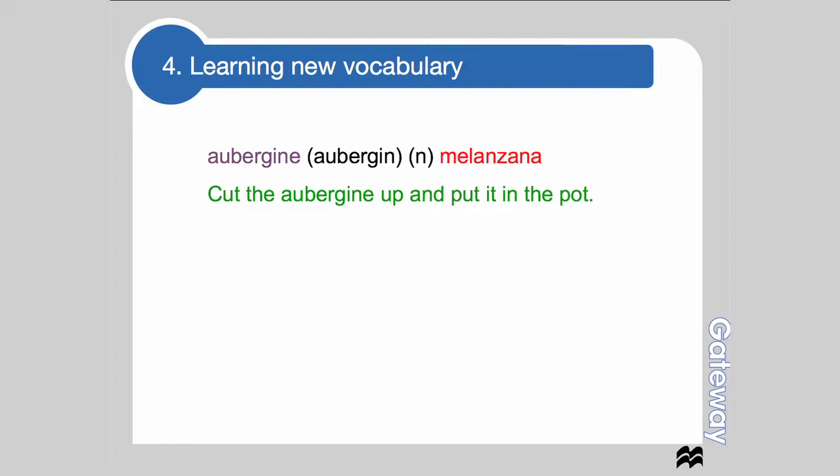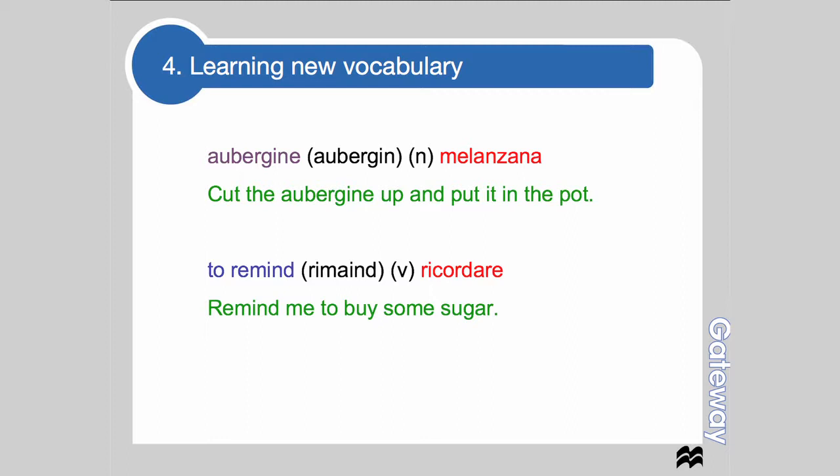You might want to, when taking notes of words, change the colour of the word depending on what word it is. So for example, nouns could be green and verbs in this case could be blue. This verb is to remind, it means ricordare, and as we can see it's a verb, and we can see that here, remind me to buy some sugar, or he reminds me of my brother, because there are 2 different ways in which we can use the verb to remind.